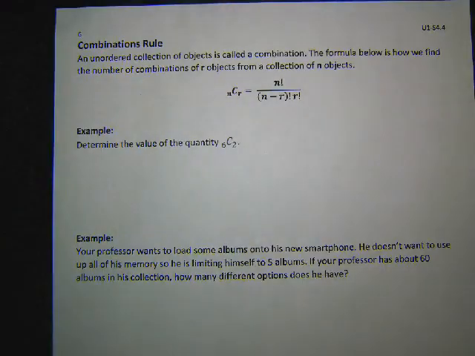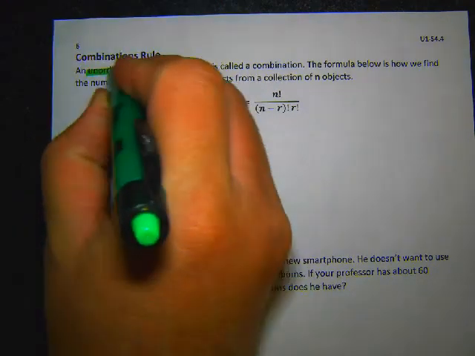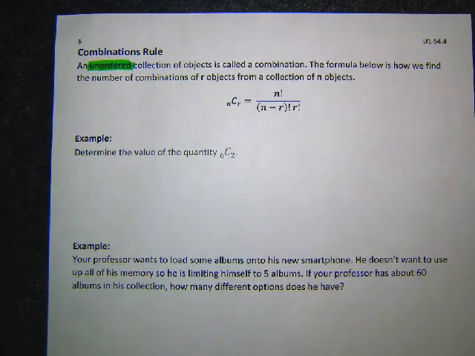The last section to do on this one is when we have combinations. What makes a combination different, what makes it special, is that it's unordered. The order in this case does not matter. I'm just combining a bunch of things together.